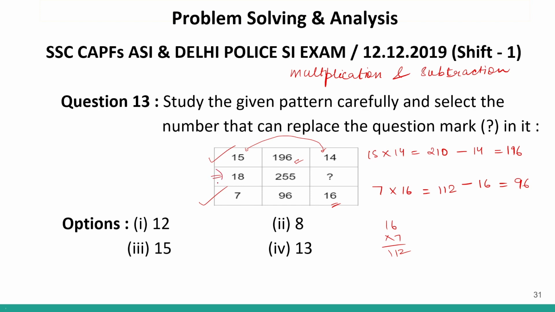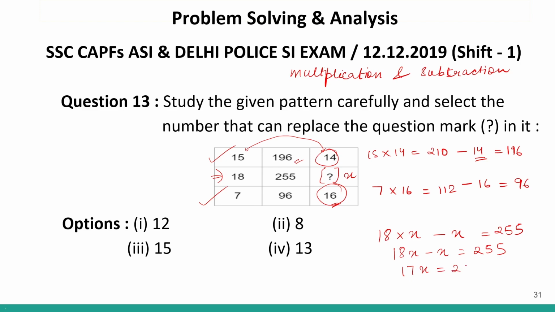So let us do the same logic for over here. Now, in this question, let us say this is x. We are assuming that this is x. So 18 into x minus x, because we reduced this number, we subtracted this number, right? So 18 into x minus x will give me 255. So 18x minus x will be 17x, which will give me 255. Correct? So the value of x will be 255 divided by 17.